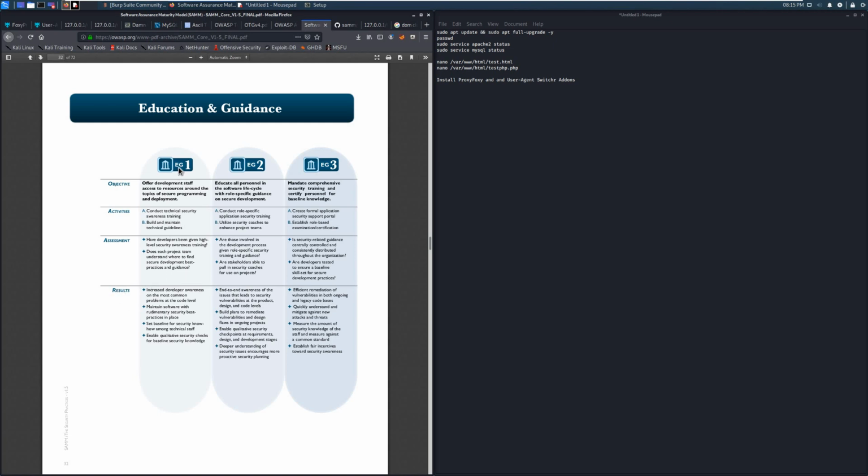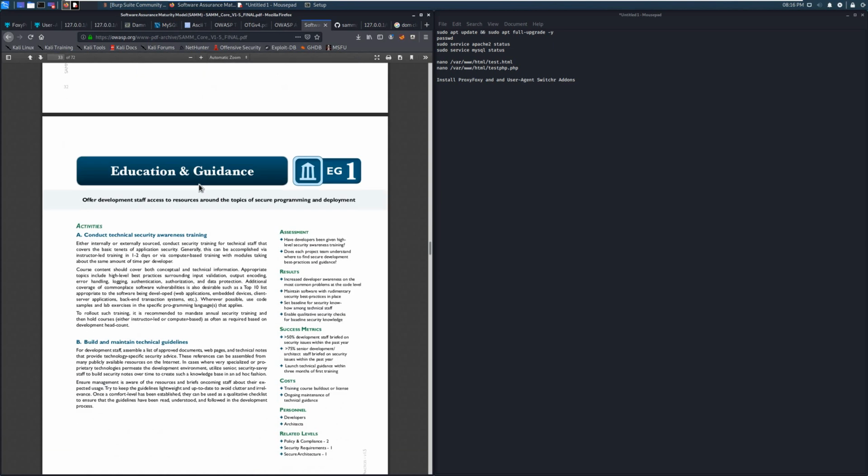So the results, for example, let's stay with level 1: increase developer awareness on the most common problems at the code level, maintain software with rudimentary security best practices in place, set a baseline for security know-how among technical staff, enable qualitative security checks for baseline security knowledge. So these will be the results, the outcome you will actually get if you decide to follow the advice for implementation of this particular level.